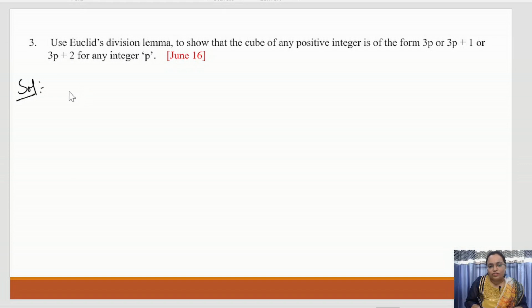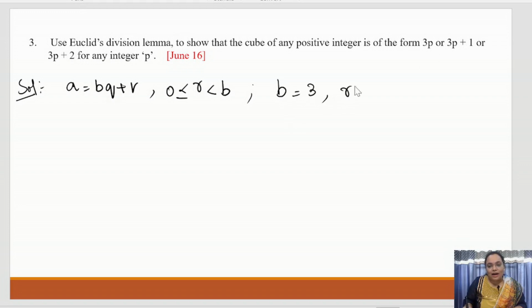So what is Euclid's division lemma? We know that a is equal to bq plus r, where r is greater than or equal to 0 and r is less than b. So in this question, b is equal to 3. When b is 3, r will be 0, 1 and 2. Now let us take case by case and substitute r values. If r is equal to 0, a will be 3q plus 0, which is 3q.